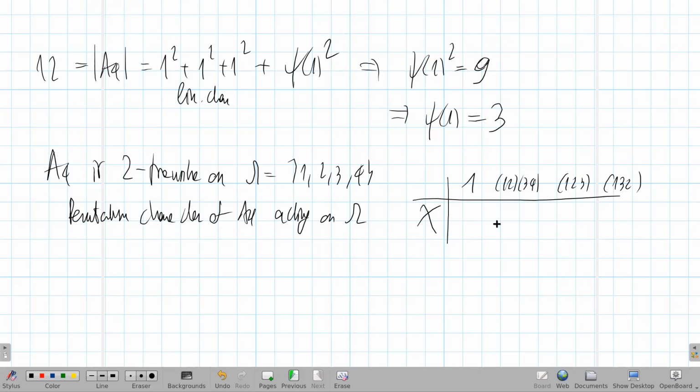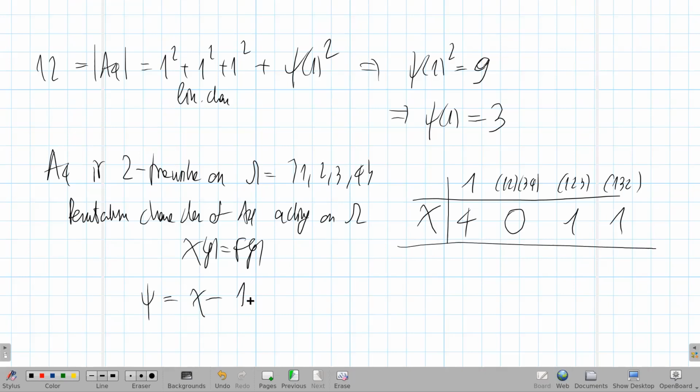Okay, so the values are the numbers of fixed points. Remember, chi of g is the number of fixed points. So 1 element fixes 4 points, 1, 2, 3, 4; three elements fix 0 points, and this one fixes 1 point. And remember that if you take psi, which is chi minus 1, you subtract the trivial character, you get an irreducible character. Why? Because it's 2-transitive. So you subtract 1: 3 minus 1, 0, 0. And this is the missing character.